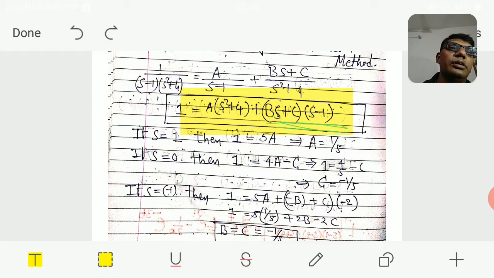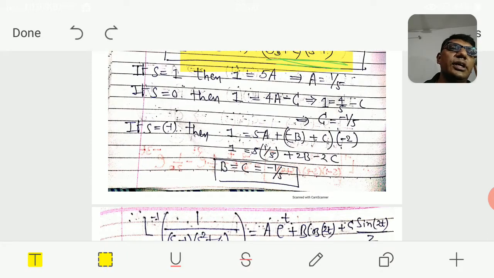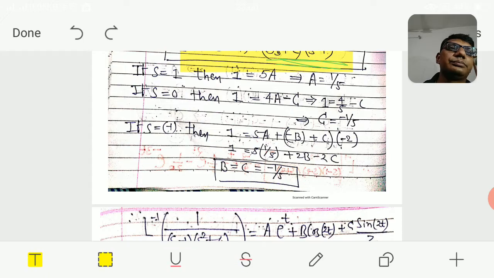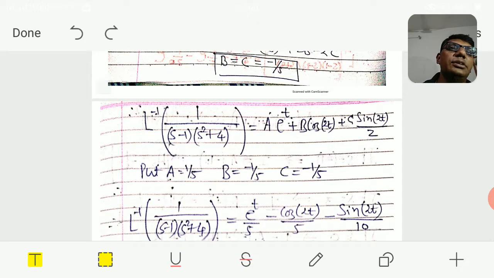After putting the value of a and c, we get b equal to 1 by minus 1 by 5. So therefore, the final answer is like this: L inverse of 1 upon (s minus 1) into (s square plus 4) equals a into e raised to t plus b into cos 2t plus c by 2 sin 2t. Put the value of a, b and c in the result number 1.